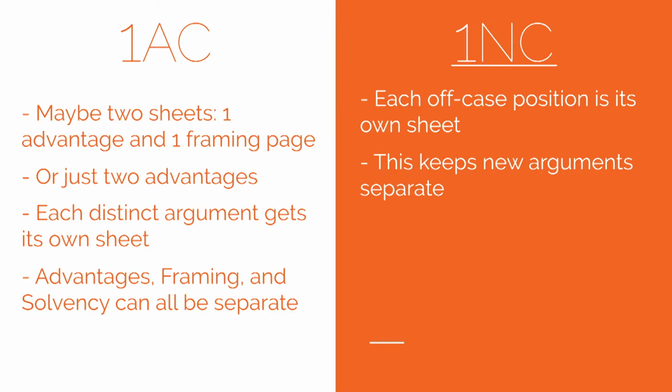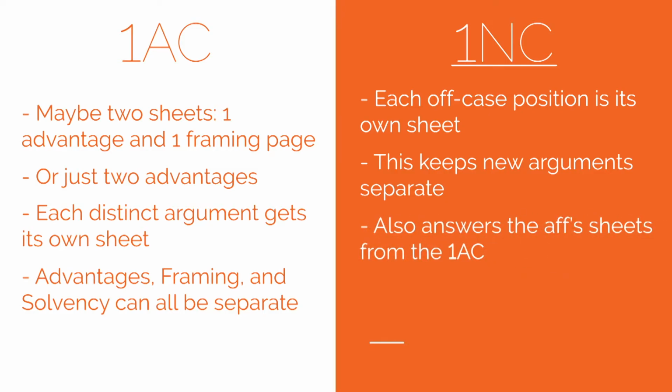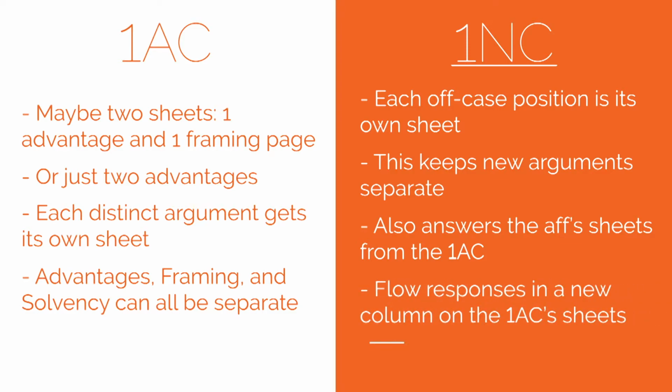So, you can introduce a new sheet and start with the first column from the 1NC. And then they also respond to the affirmative sheets, whether those are the advantages, the framing page, the solvency page, and those responses go in the second column of the already established affirmative sheets.